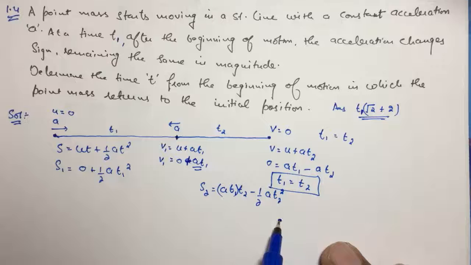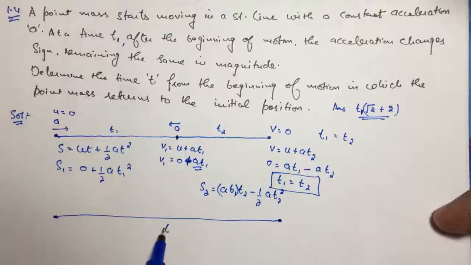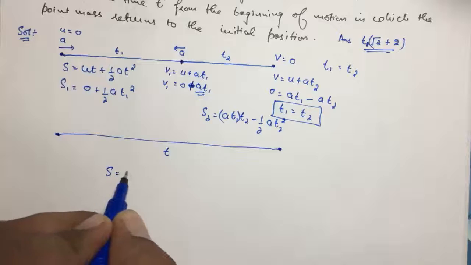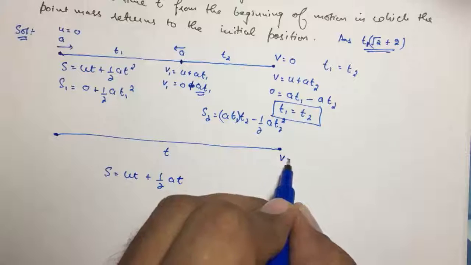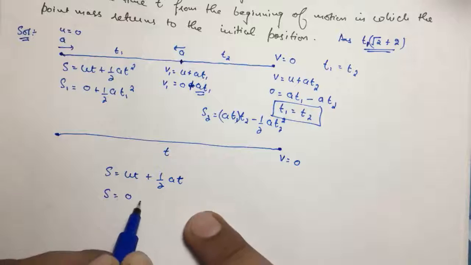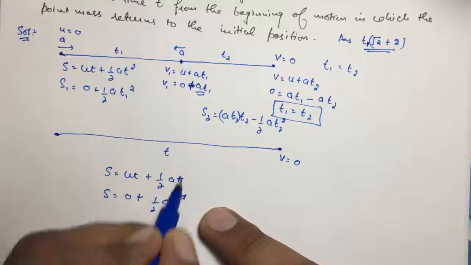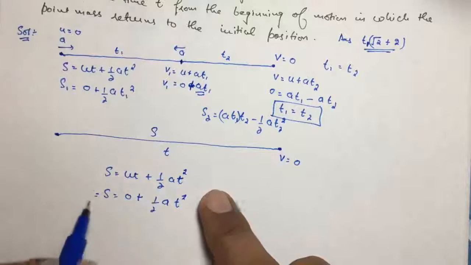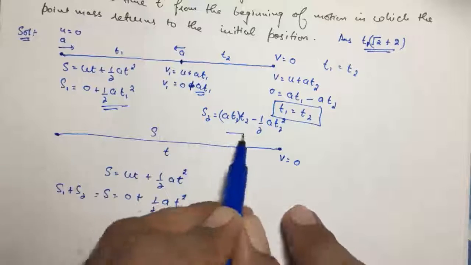Now the body is moving from this point all the way to this point. Now this time is, say, t. Now we can use the simple equation s is equal to ut plus half a t square. Now here we have velocity v equal to 0, so initial velocity in this case is 0. This is 0 plus half a t square. This is the equation we are going to use. And what is this distance s? That is equal to s1 plus s2, and we can put the values of s1 and s2 from these equations.